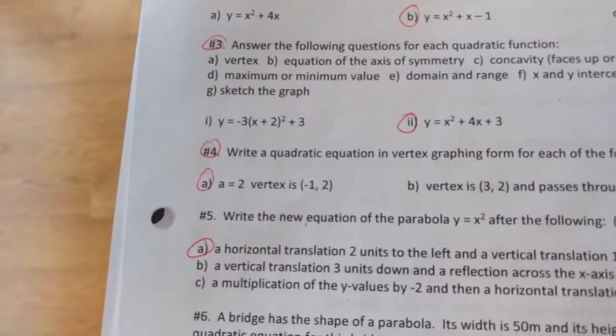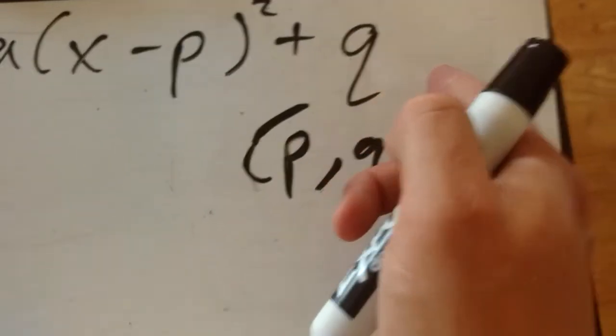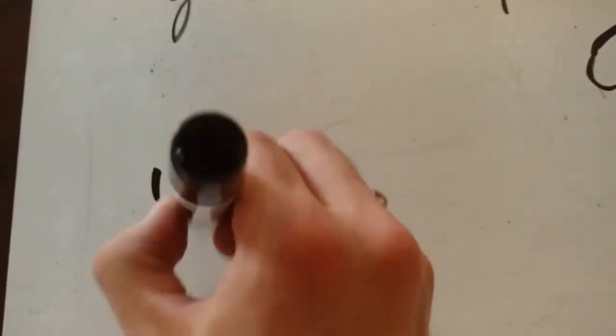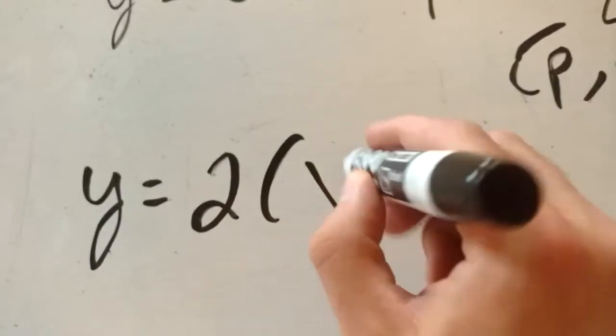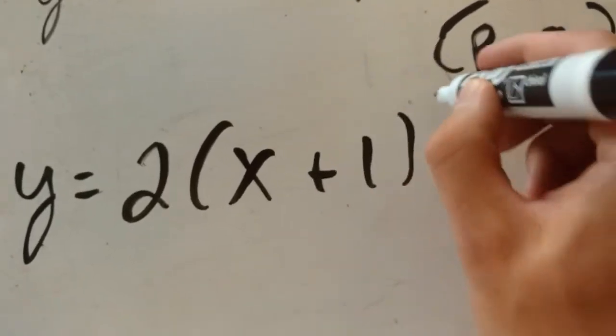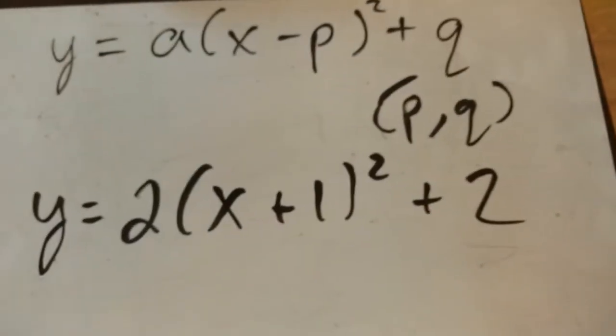So if it gives us a vertex already of -1 and 2, then that means we just have to replace p with -1 and q with +2. And it also tells us what a is, so this is really just a matter of filling in the details. So y is going to be a, which is 2, so 2 times (x minus -1), you might as well just go +1, squared, plus 2. And that's all there is to number 4.